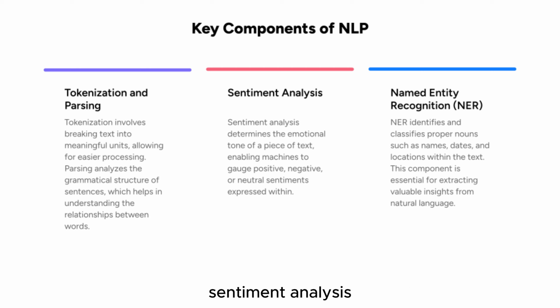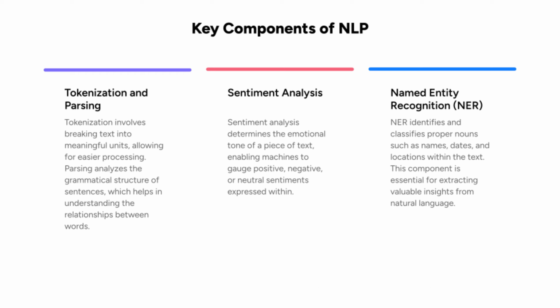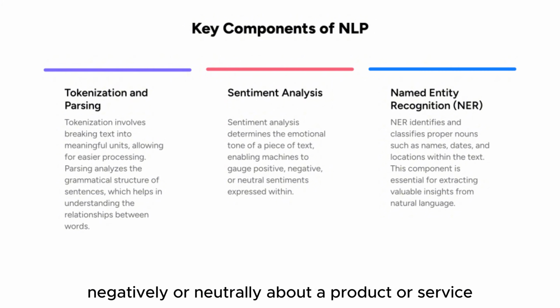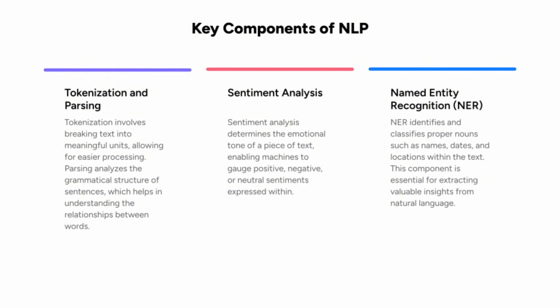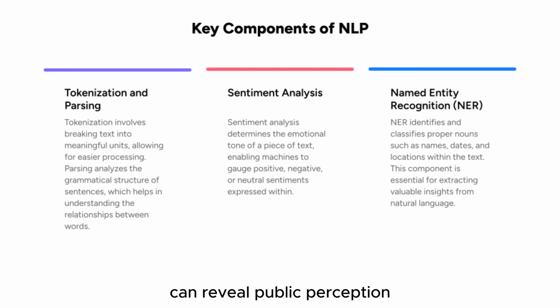Sentiment analysis is another essential technique that detects the emotional tone behind a text. Companies use sentiment analysis to understand customer feedback, whether people feel positively, negatively, or neutrally about a product or service. For instance, analyzing tweets about a new smartphone launch can reveal public perception.